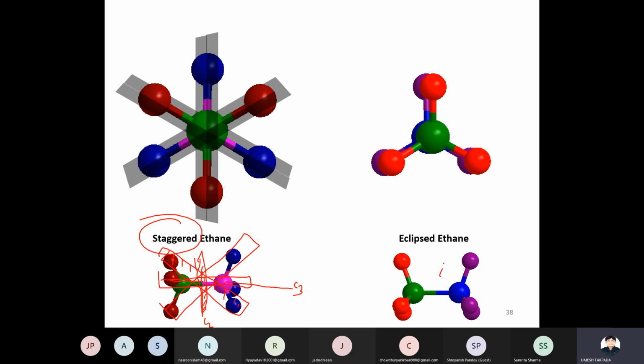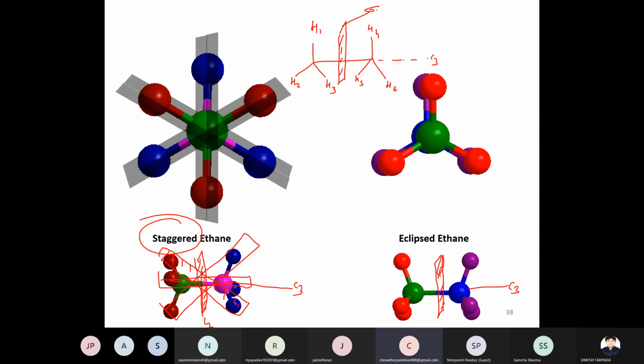But what happens in the eclipsed structure? What do we call this plane? This is your principal axis C3. H1, H2 and H3, H4, H5 and H6. This is the eclipsed structure. So this is the C3 axis. So this plane is called sigma h. Sigma h, yes. But in the case of staggered geometry, such a sigma h is absent. Look here. You cannot take sigma h. But this is the C3 axis and this is the C2 axis. So the plane which bisects these two axes at 90 degrees. This is called sigma d.